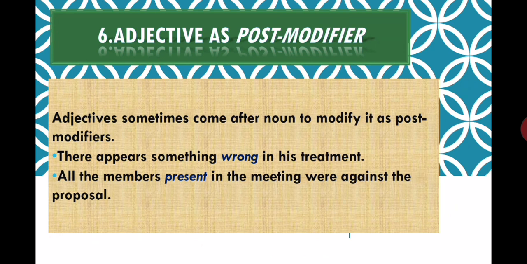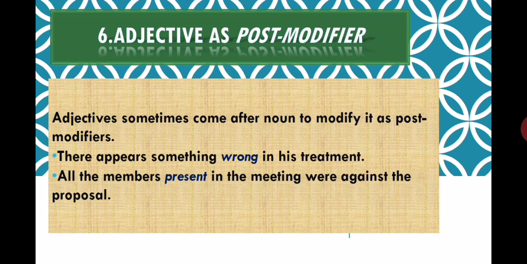Adjectives as post modifiers. Adjectives sometimes come after a noun to modify it as post modifiers. There appears something wrong in his treatment. We know that the word wrong is an adjective. It comes after the noun something and defines the word something. So the word wrong is a post modifier.